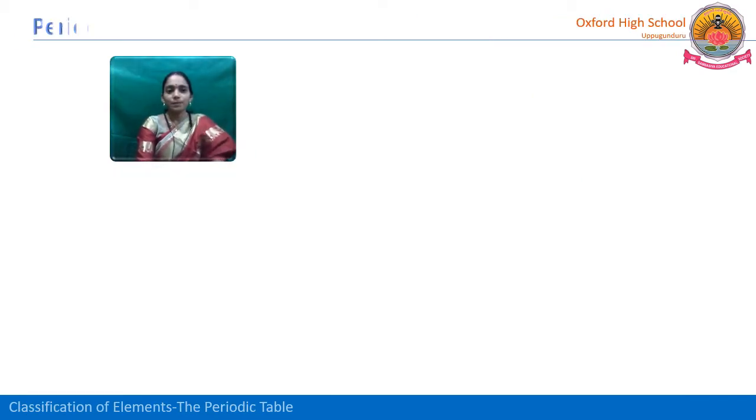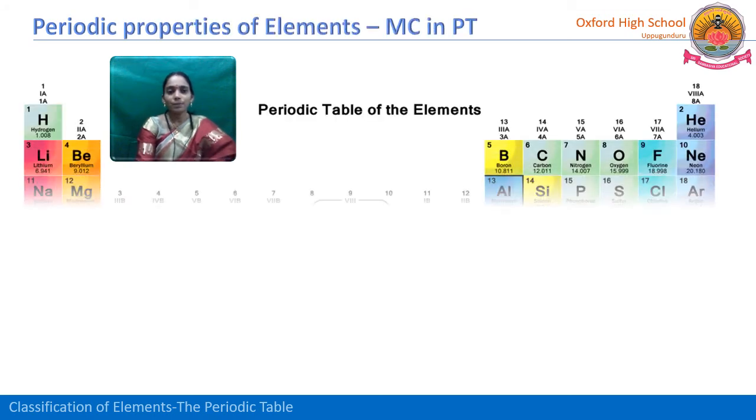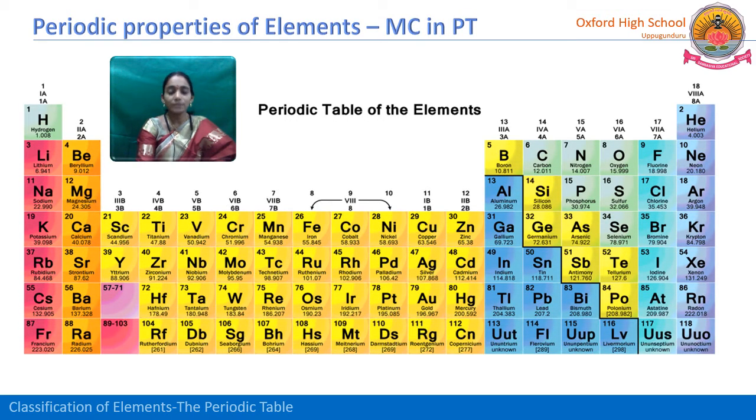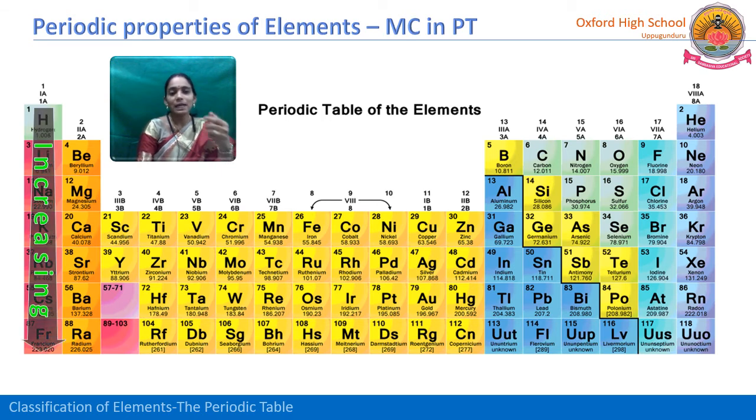Observe here in our periodic table how the metallic character is trending. First we will see in a group from top to bottom. From hydrogen to francium all are metals, so the metallic character increases. Simply we can say that in a group the metallic character increases.